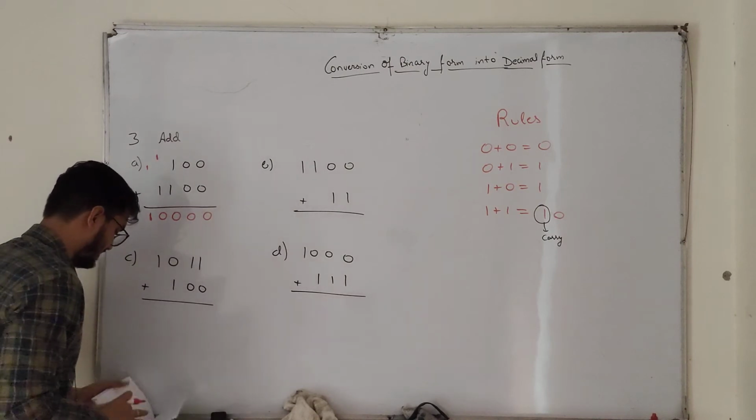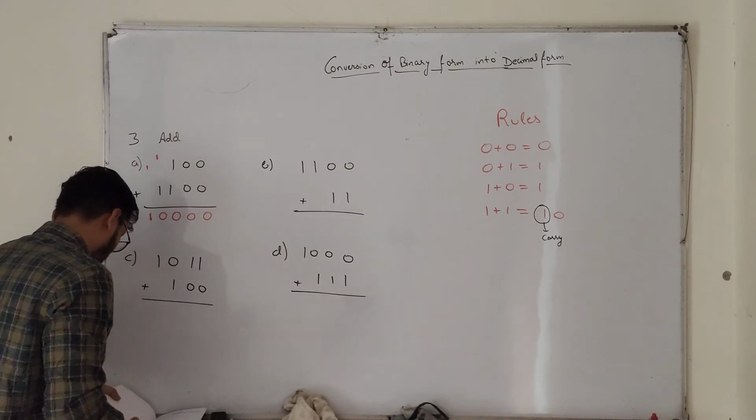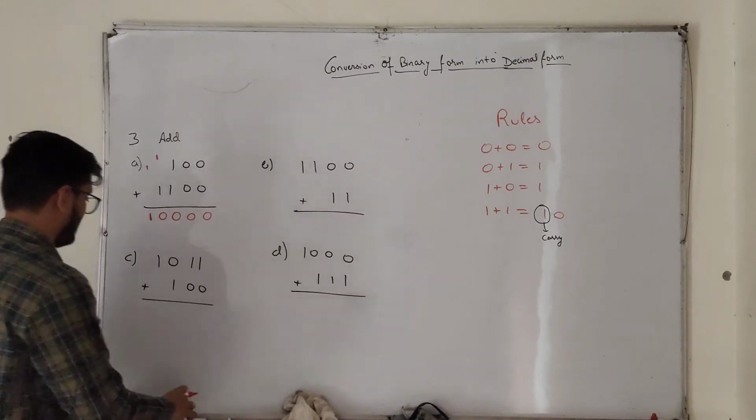Let us see if it is correct. So 1 4 times 0, this is absolutely correct.